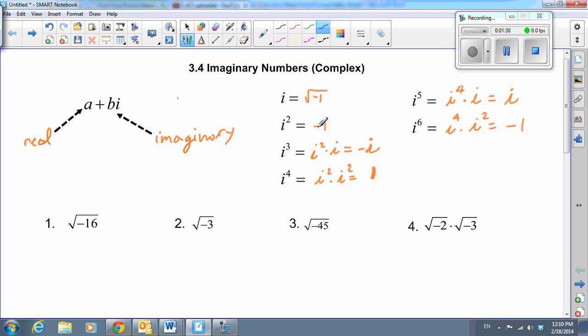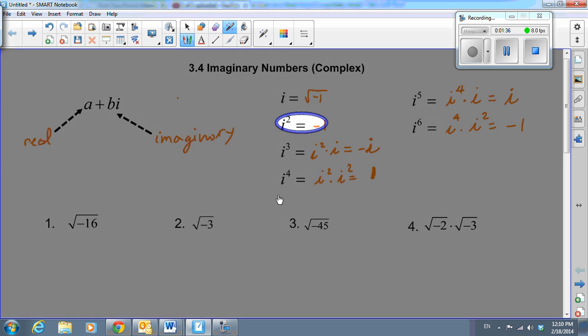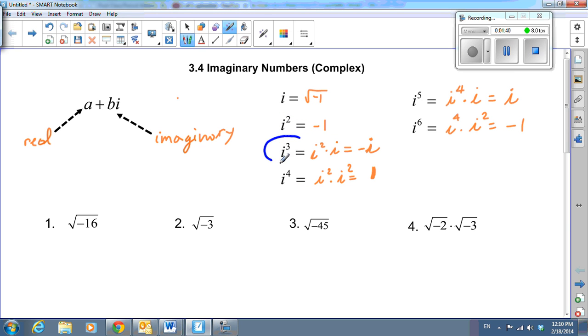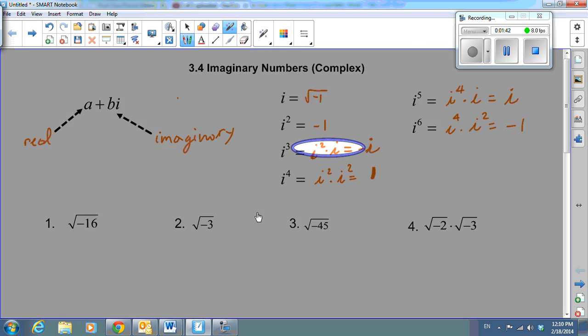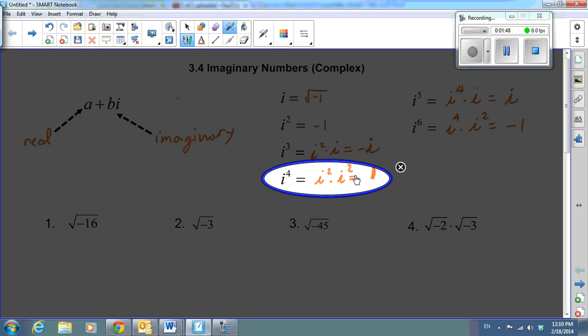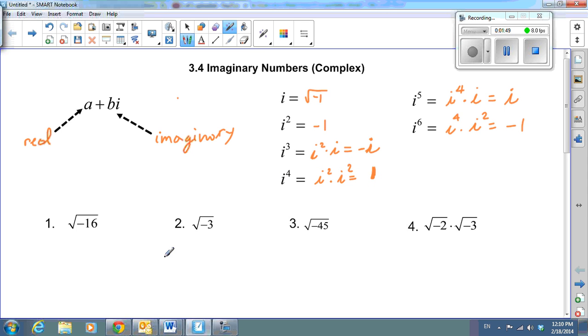To make your life simple, there are a few things you need to somewhat memorize. The first is i squared equals -1. The second one is i cubed is equal to -i. And the last one is i to the power 4 is equal to 1. If you memorize these three, it will make your life very simple.